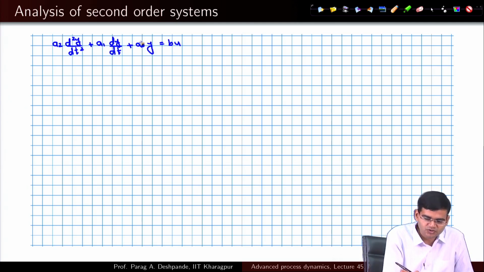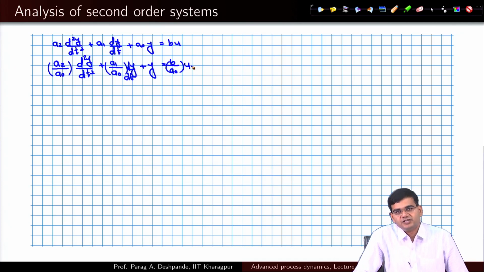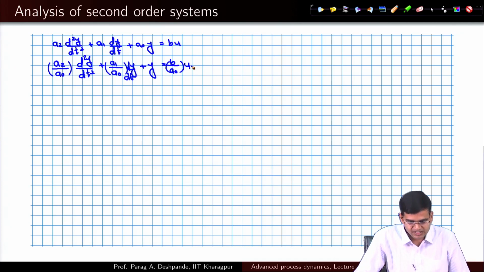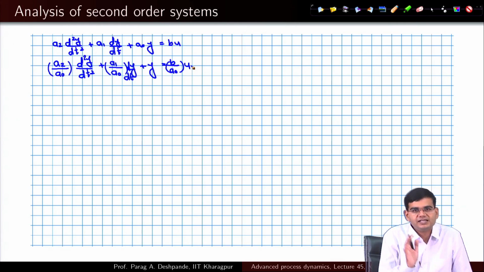I will make the coefficient of y as unity. So, I can write this as a2 by a0 d2y by dt squared plus a1 by a0 dy by dt plus y is equal to b by a0 u. I am assuming the equation to be in deviation variable form.